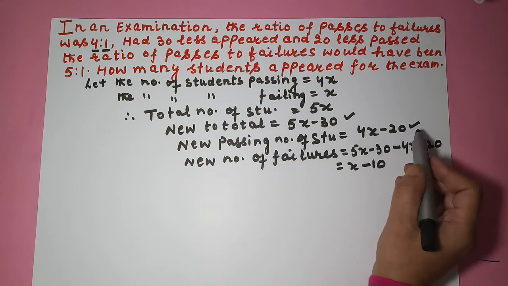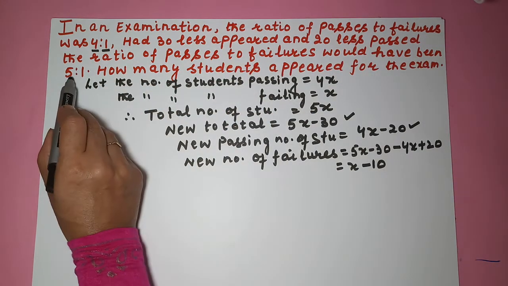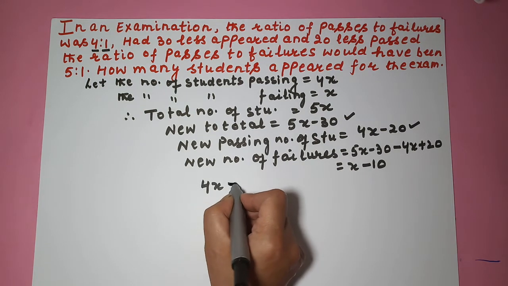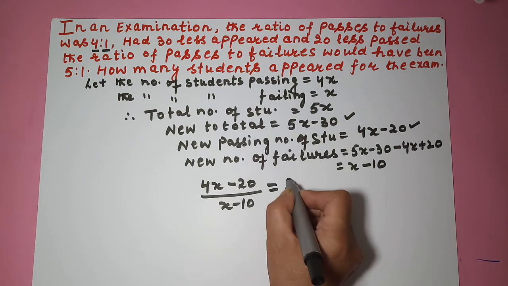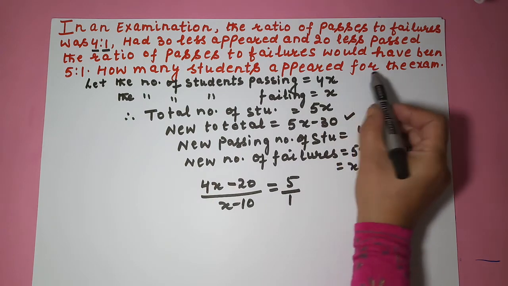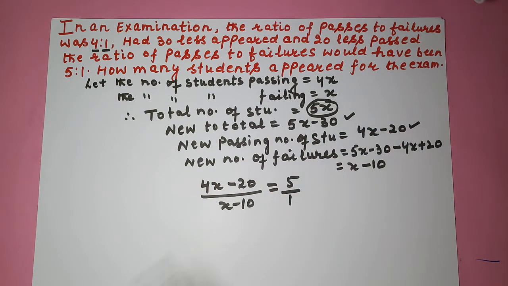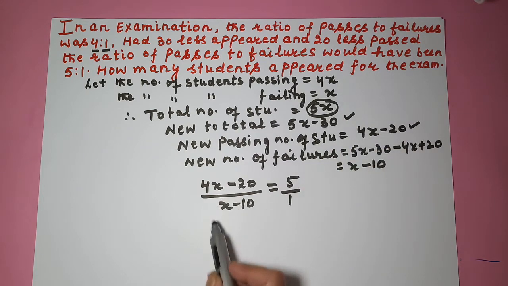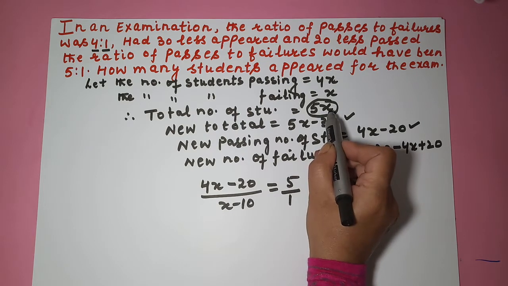Now he's saying that at that time the ratio of passes to failures would have been 5:1. Does that mean passes is 4x minus 20 and failures is x minus 10? The ratio will be 5/1. How many students appeared for the exam? He is asking us to calculate this. So how do we calculate this? We need to get the value of x. We'll get it from this equation. Substitute it here and then we'll get the total number of students.